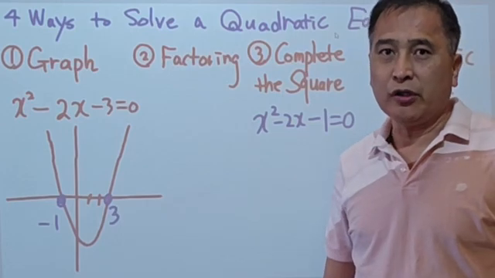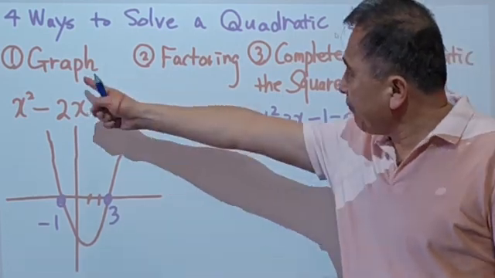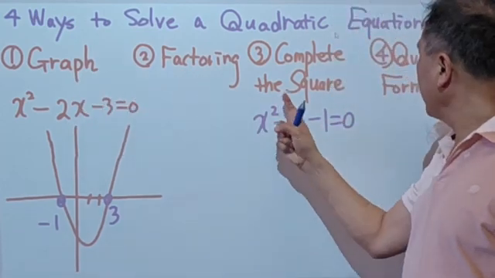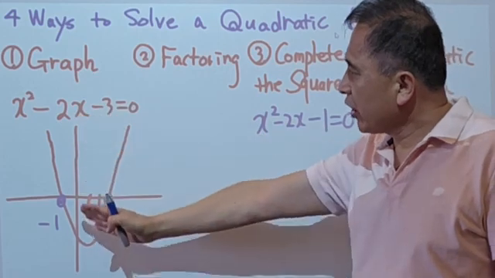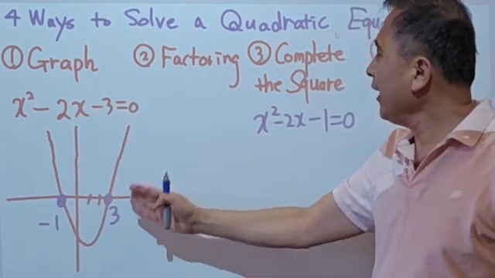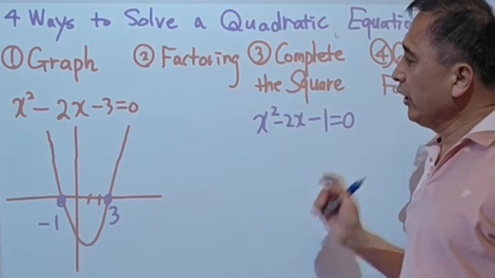Hi, today we are going to learn four different ways to solve a quadratic equation: graphing, factoring, complete the square, and the quadratic formula. You might do them in that order. If you see the graph, you can find the solution right away, then factoring, then complete the square and the quadratic formula, in that order.